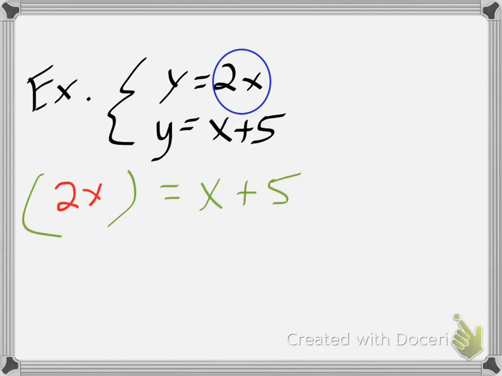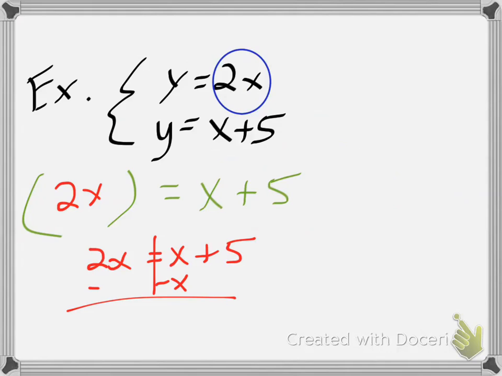Now step 3, I'm going to solve the equation for the variable. So 2x equals x plus 5. I'm going to subtract x from both sides, and I get x equals 5. Done. Fourth step, substitute that value into one of the other equations. Now since they're both solved for y, it doesn't matter which one you pick. In fact, it doesn't ever matter which one you pick, but it's just easier to plug it into the one that already has a variable solved for. So let's pick the first one.